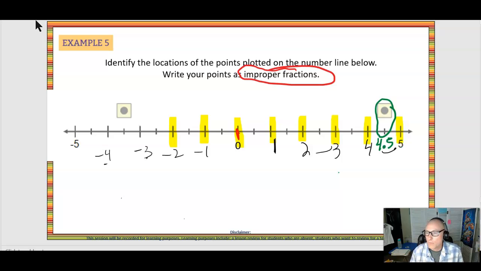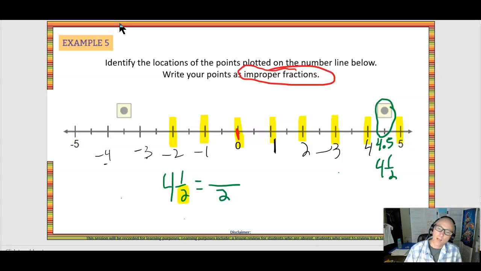Okay. So this is 4.5. Now, again, the bottom number here in the fraction tells you what we're going to break it down into. Halves. How many halves is that? So put the 2 here. How many halves is 4.5? We already got 1 half here. What about 4? How many halves is that?